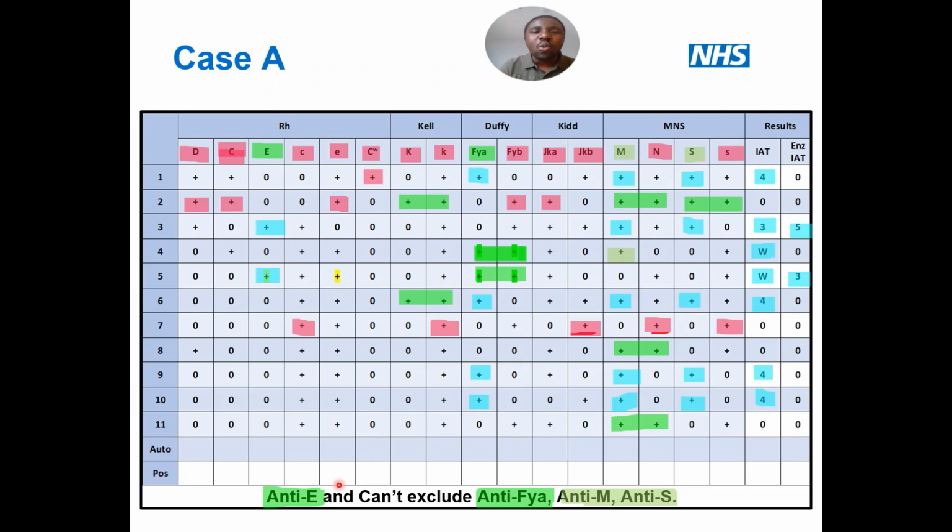So at this point, we are very sure that it is anti-E, but we cannot exclude Duffy A, M, and S, but with a strong indication that it will be what? Duffy A. Does that make sense? But again, I want you to study this.